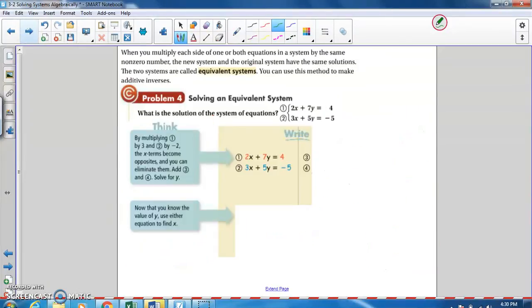When we multiply each side of one or both equations in the system by the same non-zero number, so by a constant, the new system and the original system have the same solution, so it is not going to change our solutions that we come up with. The two systems are called equivalent systems. You can use this method to make additive inverses, so we can use multiplying by a constant to one or both of our equations in our system to then eliminate a variable.